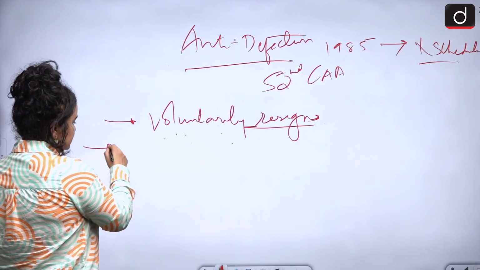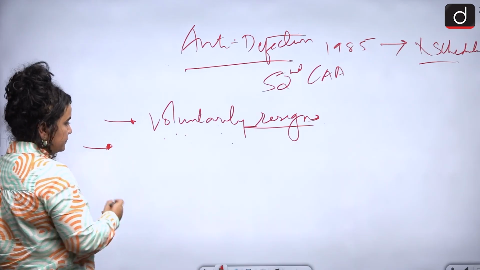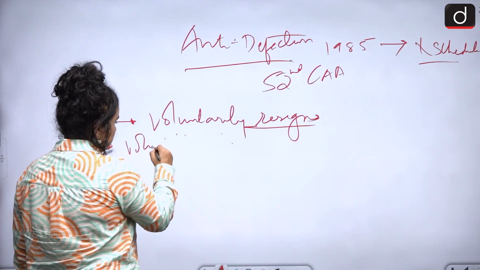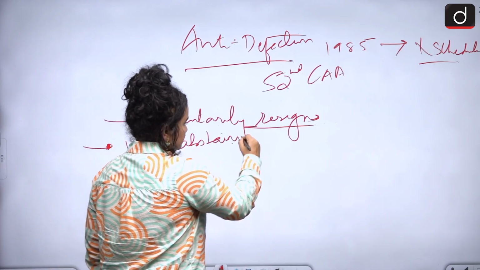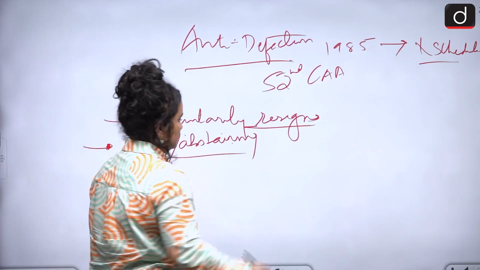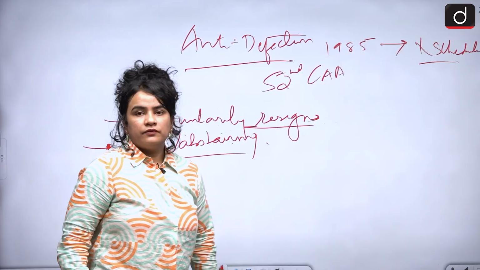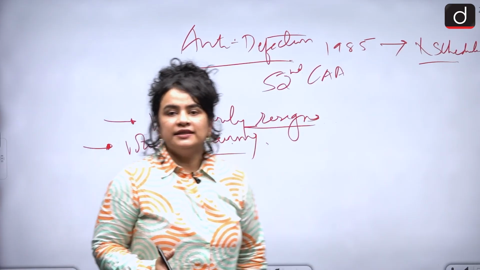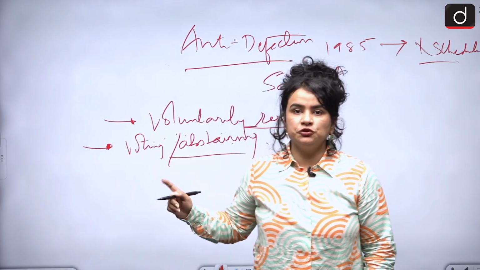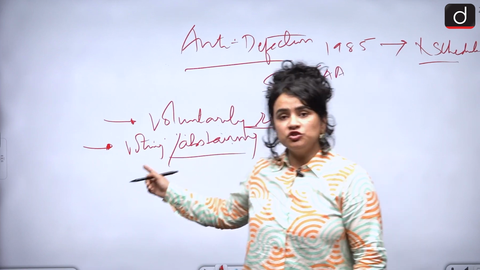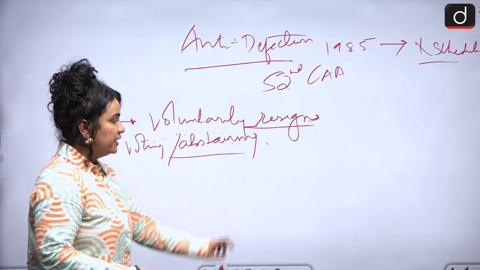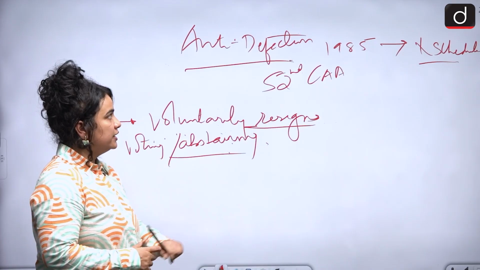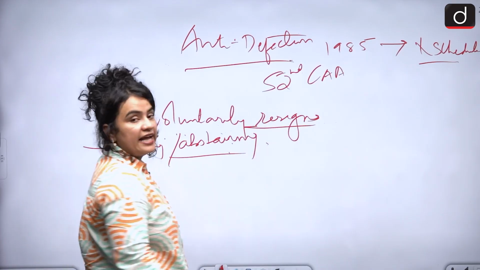The other thing is, again, voting or abstaining from voting when the party command has asked you to do something, and you're doing the other. If you've been asked to vote, you abstain from voting. If you've been asked to abstain, you decided to vote. This also amounts to disqualification under the 10th schedule.